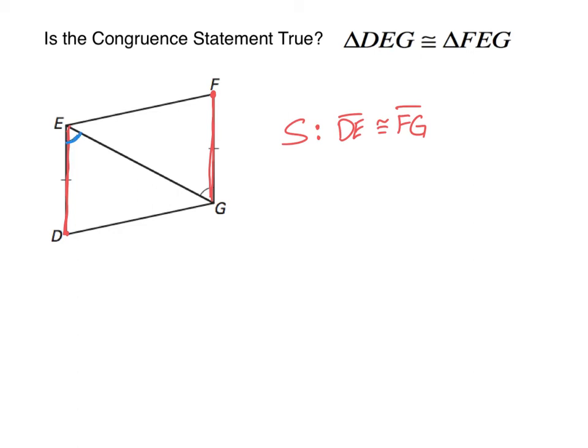Congruent angles here. Now again, look at that angle. There's more than one angle at point E. So for the angle, I have to say angle DEG.